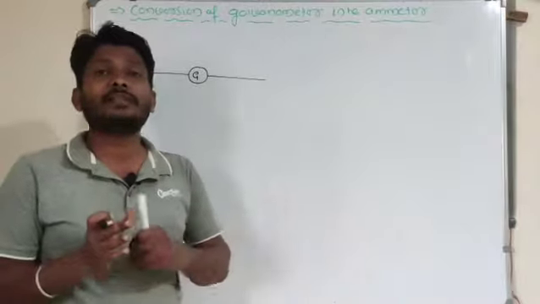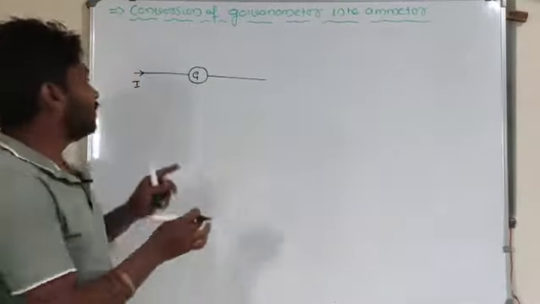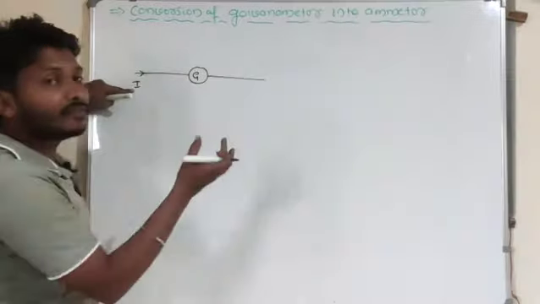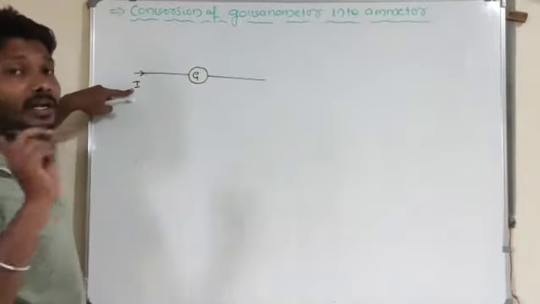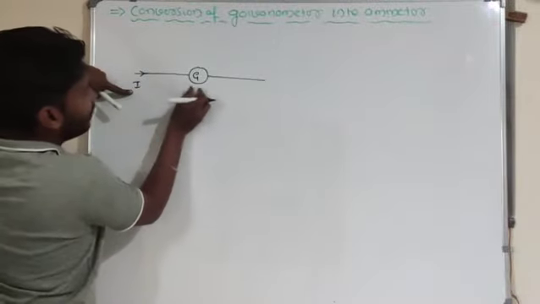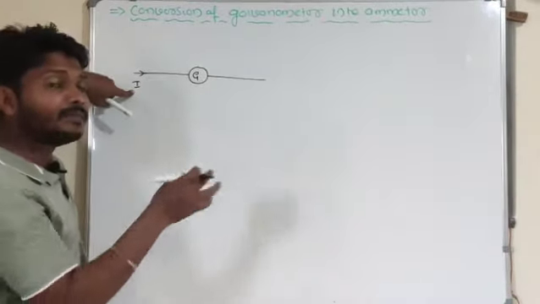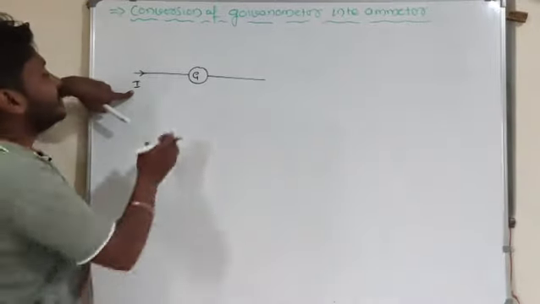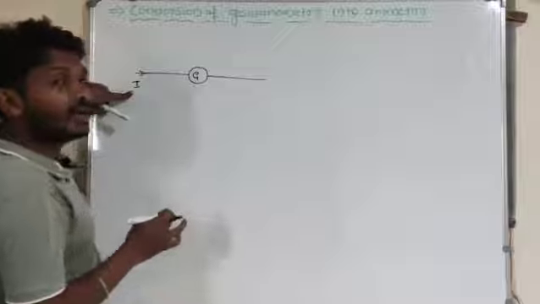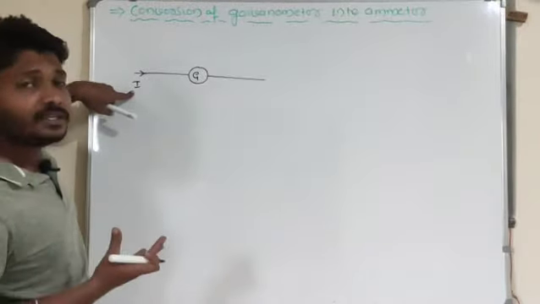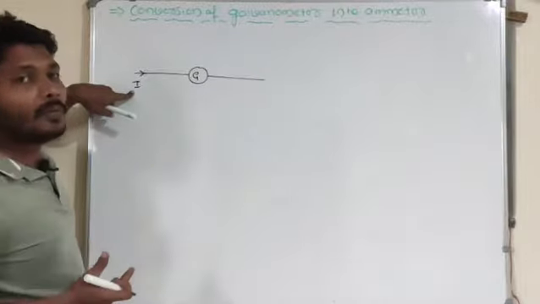Then how to avoid this damage? Instead of sending a heavy amount of current, if a very small amount of current enters the galvanometer, then the galvanometer is safe. If a high quantity of current flows through the galvanometer, it will get damaged. If a low amount of current is flowing, it prevents the damage. Then how do we send a low amount of current?